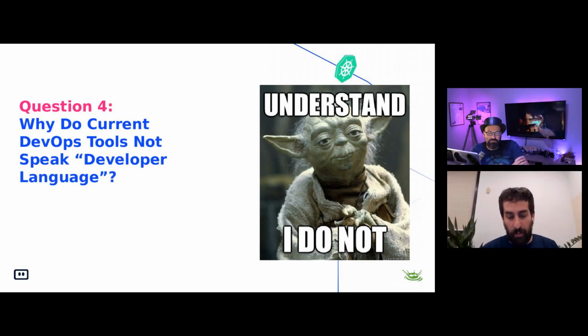Okay, so now we talked a lot about the cultural issues, and what the current state is and who should own it. But let's say we have an issue in production, and the developer, for some reason, is the one responsible for the troubleshooting part. So now there is the question, maybe it's not true, but I'll be happy to hear your thoughts: why don't the current DevOps tools speak developer language, or maybe they do? So your take on this question?